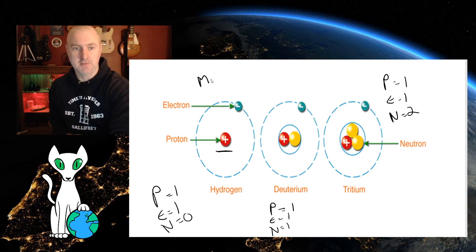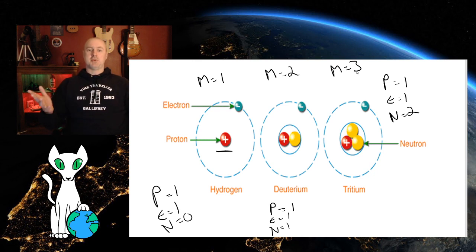But the mass number of this one will be 1, the mass number of this one will be 2, and the mass number of this one will be 3. So both those definitions fit. Either the same number of protons, different number of neutrons, or same atomic number, different mass number.